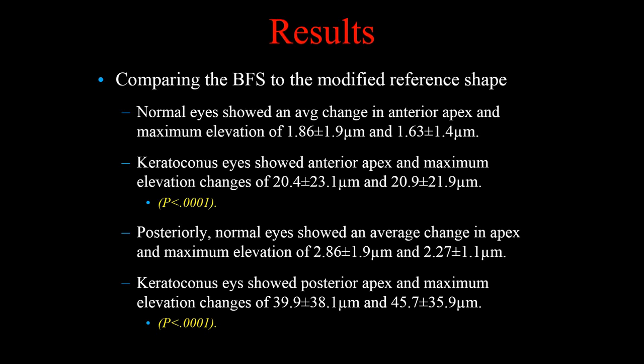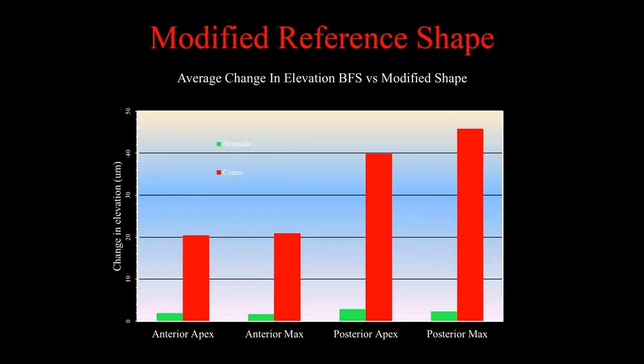So it turns out that that change, when we compare the map from a standard best fit sphere to enhanced, is highly significant for separating normal from abnormal. And graphically, you can see that here. The green is the change in the anterior, the first column, the change in the anterior at the apex. The second is the anterior at the maximal point of change. The third is the posterior at the apex. The fourth is the posterior at the maximal change. And green is normals, and red are cones. And you can see, again, that there is a huge difference between the two. And it turns out that that was, again, very effective at separating normal from abnormal.